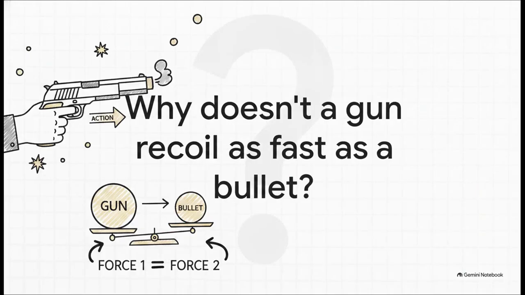So let's kick things off with one of those paradoxes. You know the old rule, if every action truly has an equal and opposite reaction? Why doesn't a fired gun fly backward just as fast as the bullet flies forward? It kind of breaks your brain for a second, right? It seems to totally contradict what we think we know about physics. Well, let's see if we can crack this mystery together.